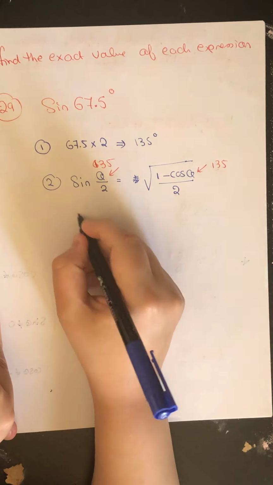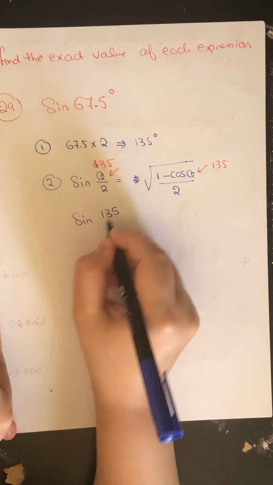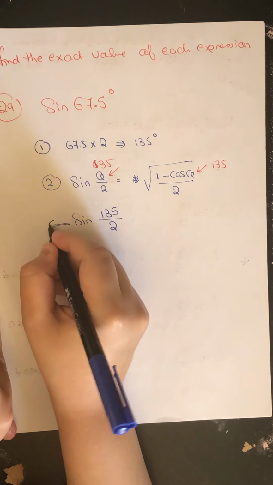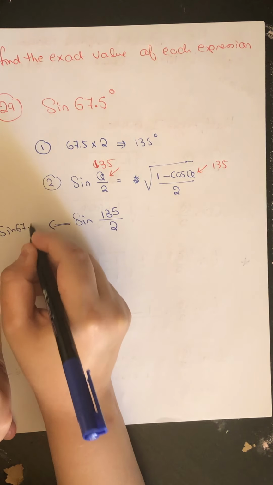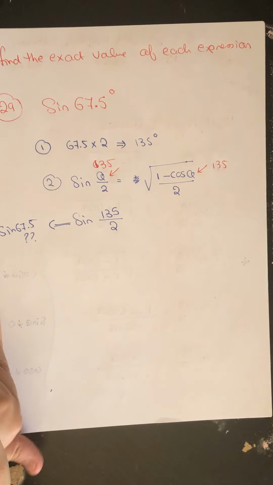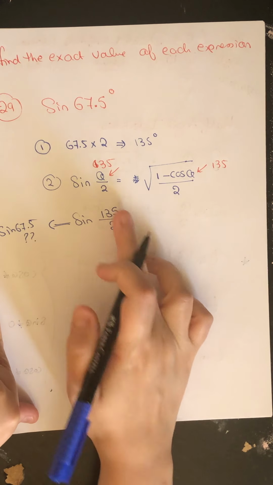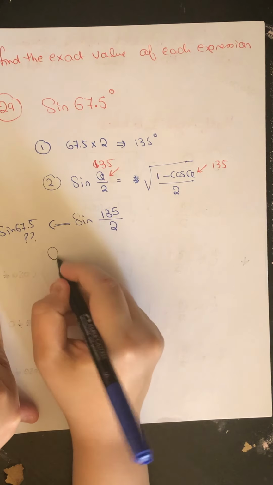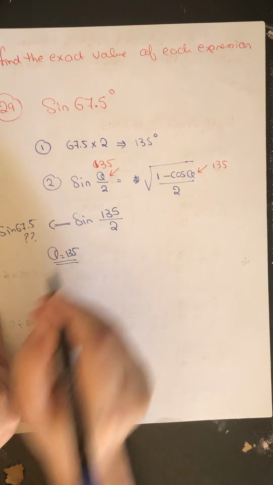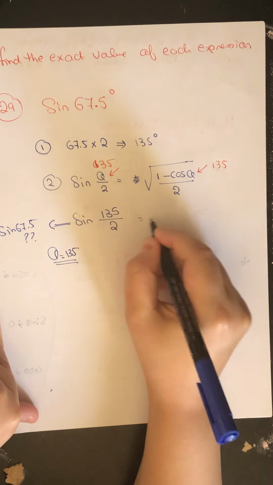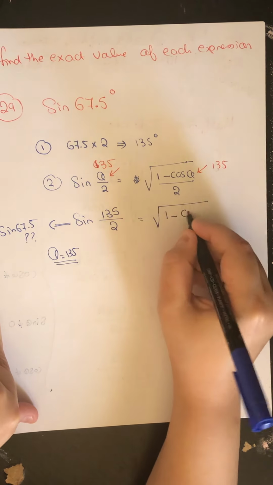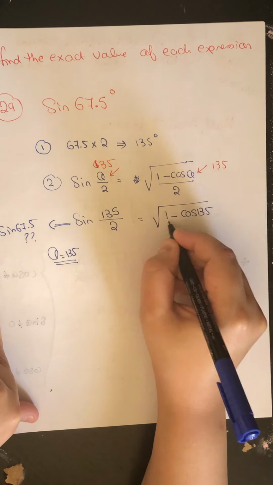So how I'm thinking of sine 135 divided by 2, isn't this equal to sine 67.5? It's equal to sine 67.5. So there's no problem to use sine 135 over 2, or to use theta as 135. Okay, then this is equal to root of 1 minus cosine 135 over 2.